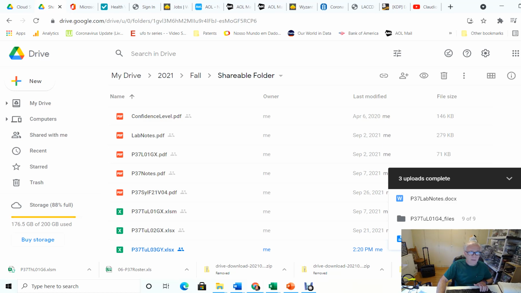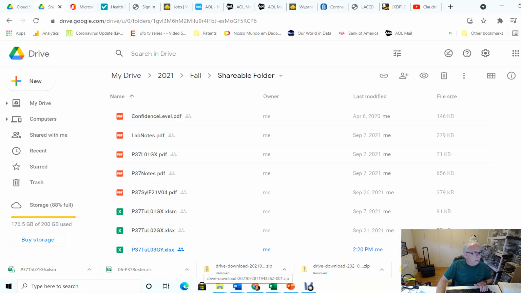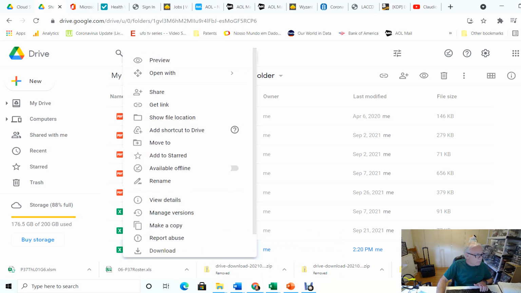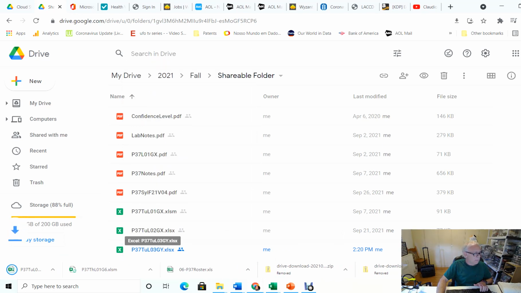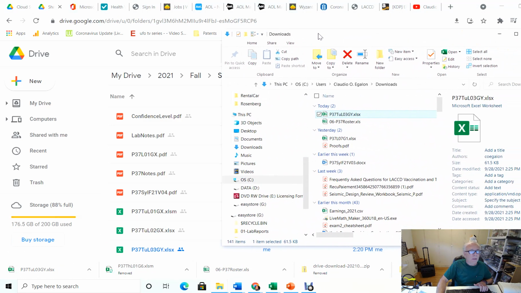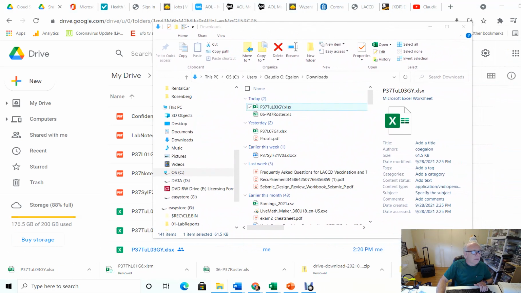P37TUL03GY. Okay, I already have it. I'm going to download it myself to my hard drive. Here you go, it's coming. Don't forget to change Y to your group number. Here you go, it's right in here. And I'm going to open this document.